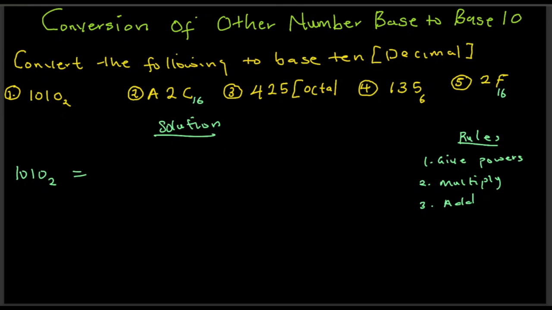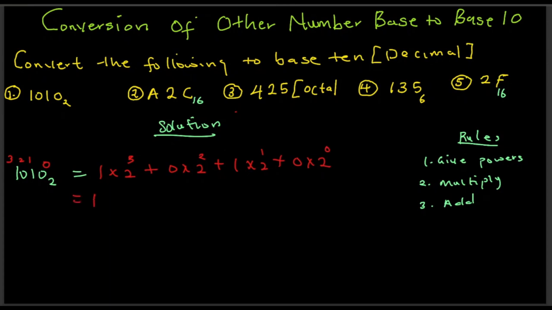So let's start. The first thing we need to do is to give these numbers powers. So let's give them powers from 0. So this is 0, 1, 2, 3. Let's start with multiplication. Let's start from the power of 3. So this is 1. Multiply the number by the base. So we're working with base 2. So this is 1 times 2 to the power of 3 plus 0 times base 2 to the power of 2 plus 1 times 2 to the power of 1 plus 0 times 2 to the power of 0.